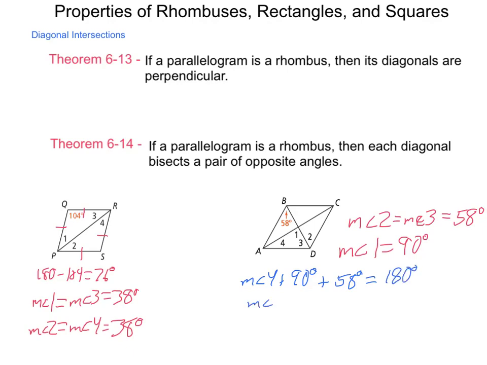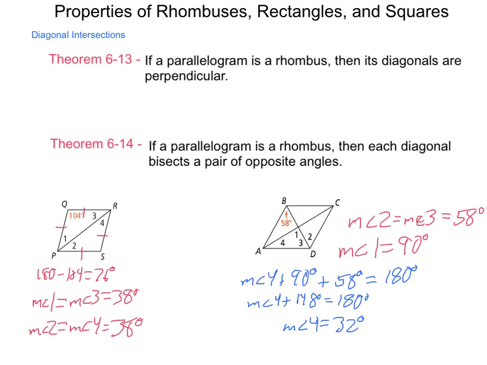So measure of angle 4 plus 148 degrees is 180. Using our subtraction property of equality, we'll subtract 148 degrees from each side, giving us that the measure of angle 4 is equal to 32 degrees. So with rhombuses, if we're given just a little bit of information, we can find much more out there.